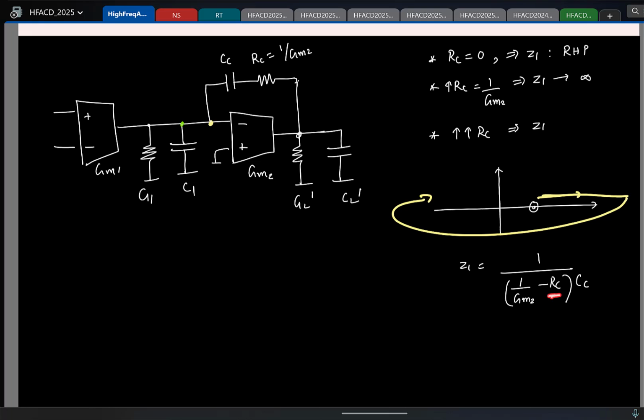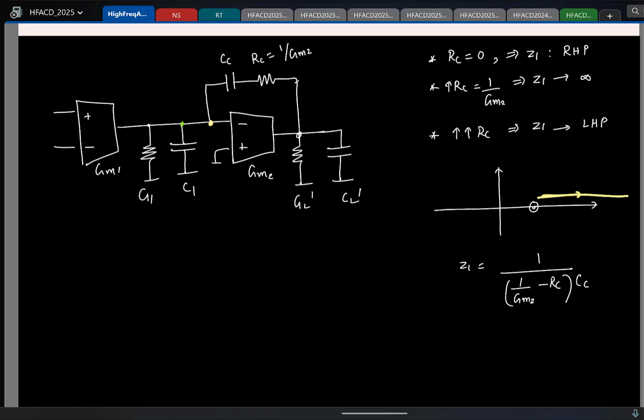So as you see, if the value RC is chosen to be 1 by GM2, the 0 is pushed to infinity. If you choose a value greater than 1 by GM2, this actually enters the left half plane. And is an LHP 0 good or bad? Good. So that begs the question, why can't I keep doing this further and further and get more benefits?